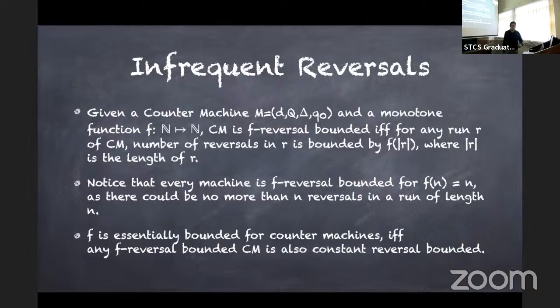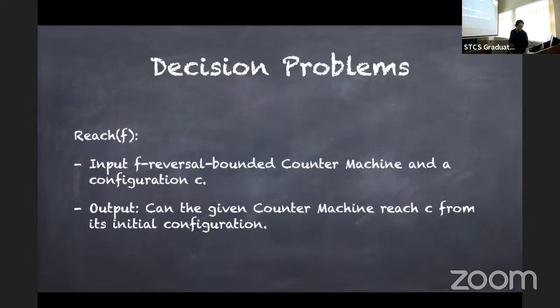Okay, sure. And so now the problem Reach-f is basically the reachability problem for an f reversal bounded counter machine. The input is the f reversal bounded counter machine and the configuration C. So it's a promise problem: you are given a counter machine which is f reversal bounded, so you already get a promise of that, and the configuration C.